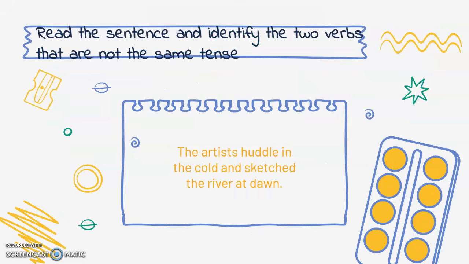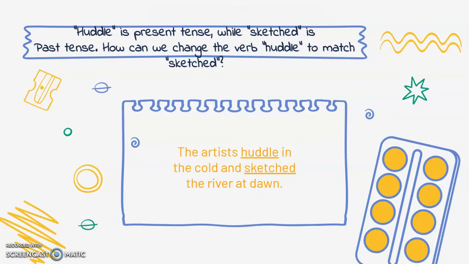Read the sentence and identify the two verbs that are not the same tense. So here is my sentence. The artists huddle in the cold and sketched the river at dawn. What two verbs in this sentence are not the same? You should have chosen huddle and sketched. Both of those are our verbs. The artists are doing the huddling, that's the action, and they are also doing the sketching, which is another action. So they're huddling, meaning they're close together, and they're sketching, meaning they're drawing a picture at dawn.